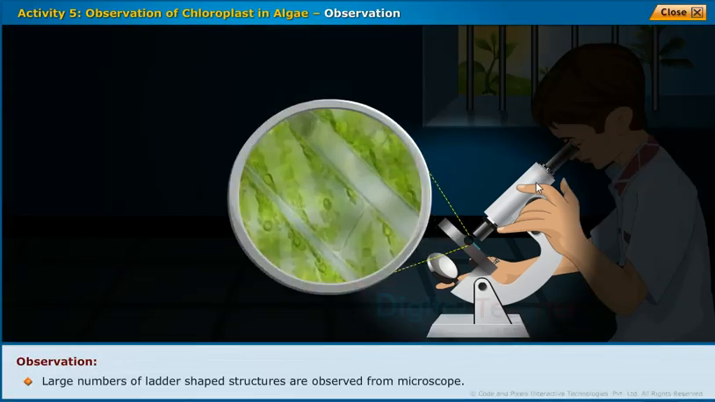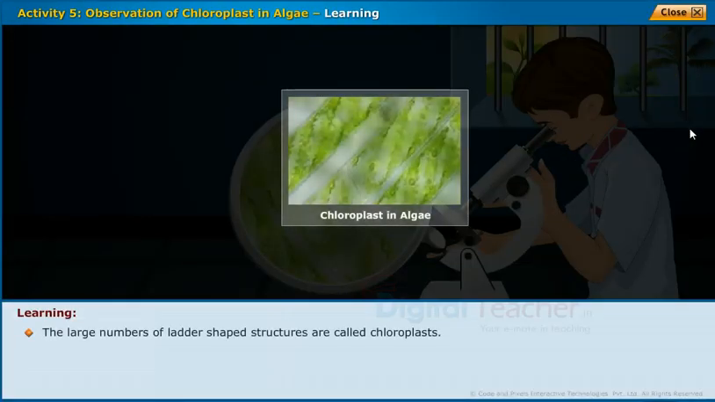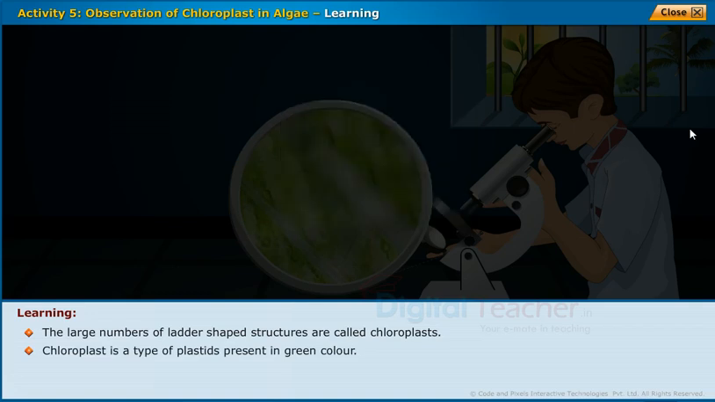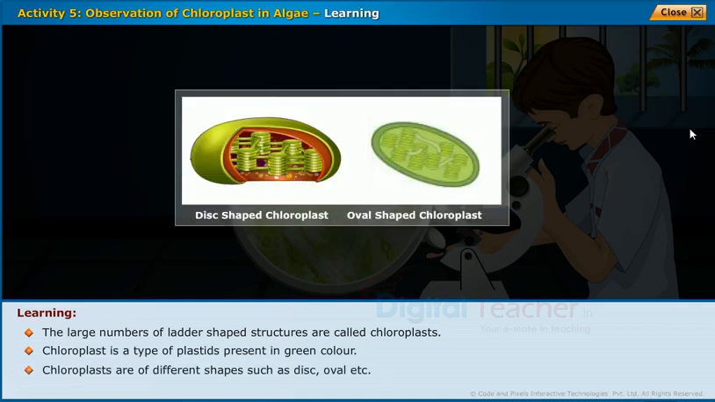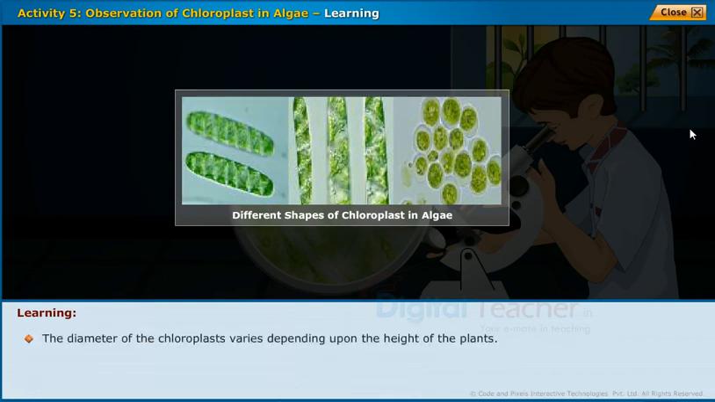Large numbers of light-colored structures are observed through the microscope. These structures are called chloroplasts. Chloroplast is a type of plastid that is green in color. Chloroplasts are of different shapes, such as disc, oval, etc. In algae, these can be found as ladders, stars, spirals, or reticulate. The diameter of the chloroplasts varies depending upon the height of the plants. In higher plants, the diameter varies between 4 to 10 microns.